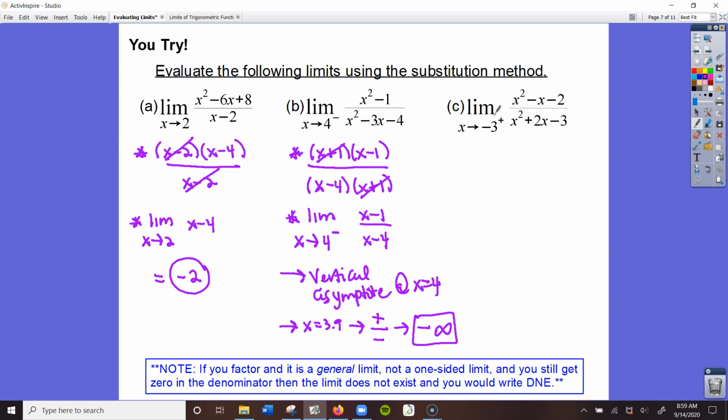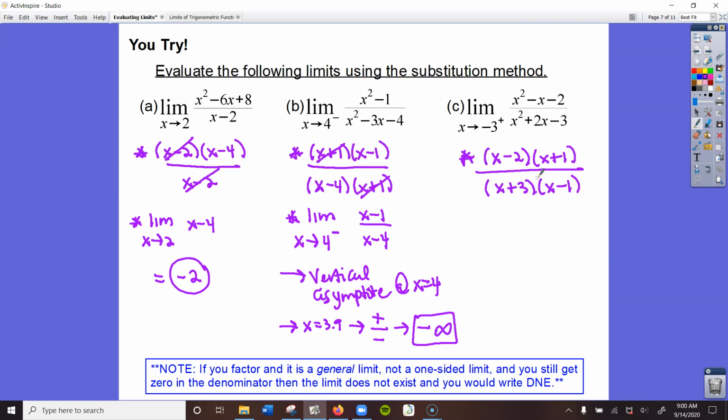We're going to try the same process for the limit as x is approaching negative 3 from the right of x squared minus x minus 2 over x squared plus 2x minus 3. So I'm going to go ahead and factor this. The numerator can be factored to be x minus 2, x plus 1, over the denominator, which can be factored to be x plus 3, x minus 1.